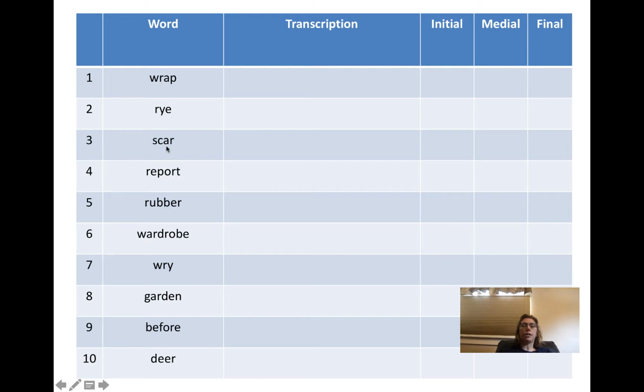Rap, rye, scar, there's the R. Report, so you've got a prevocalic as well as an OR. Rubber as well, you've got the prevocalic as well as the schwa. War, or, there's the OR as well as a cluster. Wardrobe, rye, there's a prevocalic. Gar, there's the R, garden. Before, there's an OR. Endear, the small cap I, R, dear, ear.